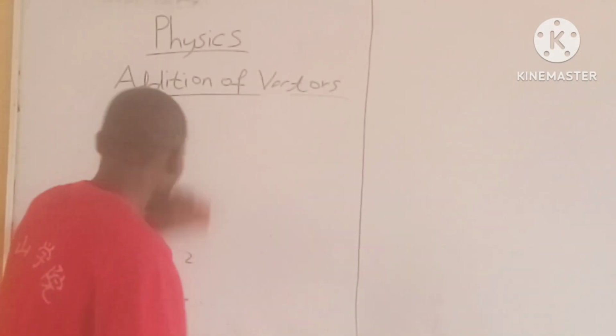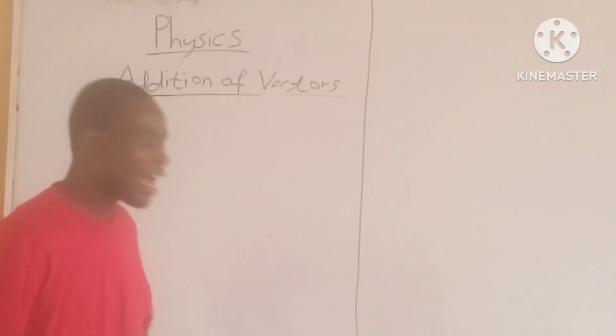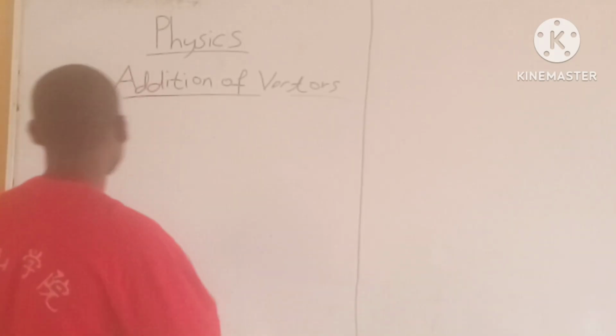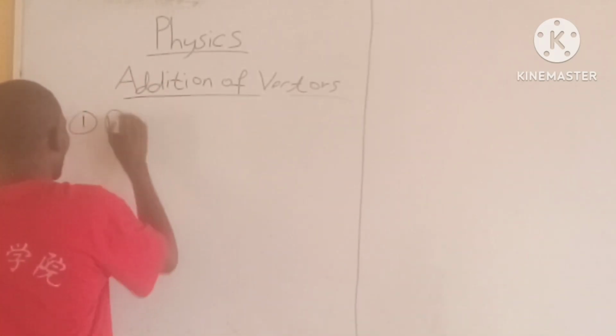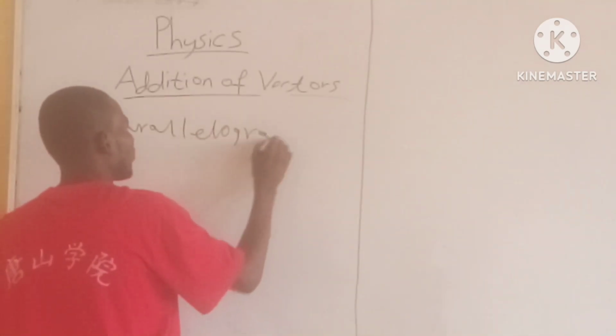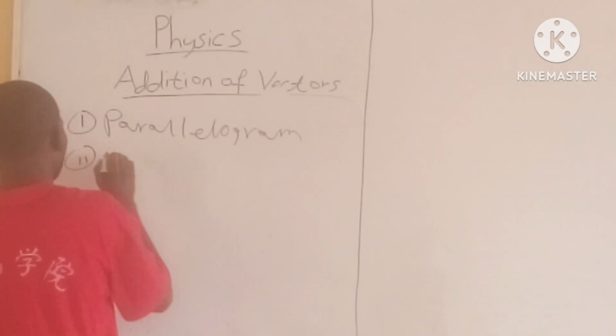In addition of vectors, you have two methods of adding vectors. You have the parallelogram method and the triangle method.